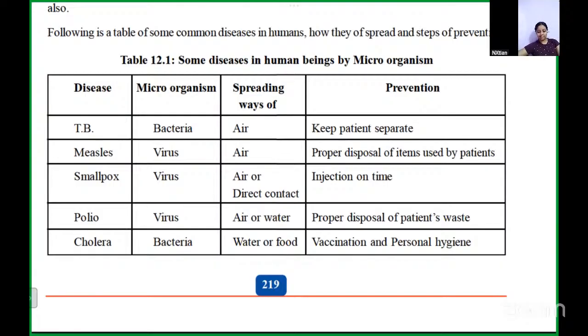So that is there. Then we have cholera, which is another kind of disease, and it is caused by bacteria. How does it spread? By water or food. And how can it be prevented? It can be prevented by vaccination and maintaining personal hygiene, washing hands before eating, not letting the fly sit on your food and everything. And also vaccination.